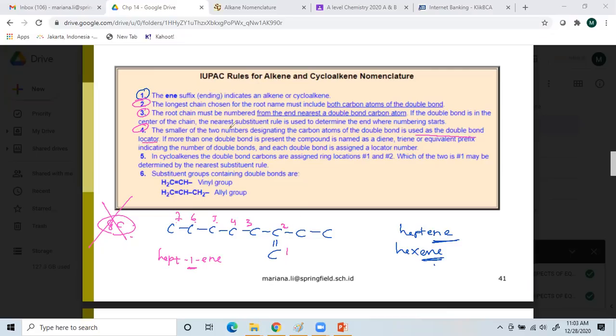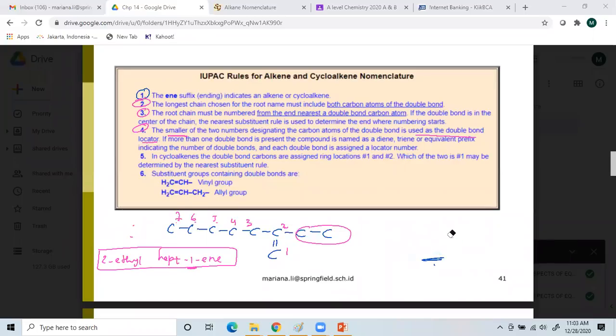Okay, the smaller one is carbon number 1, so I choose number 1 as the locator of the double bond, hept-1-ene. Okay, so the name for this compound would be 2-ethyl, since this is branched, right? 2-ethylhept-1-ene. Okay, this is how we give names for alkene.